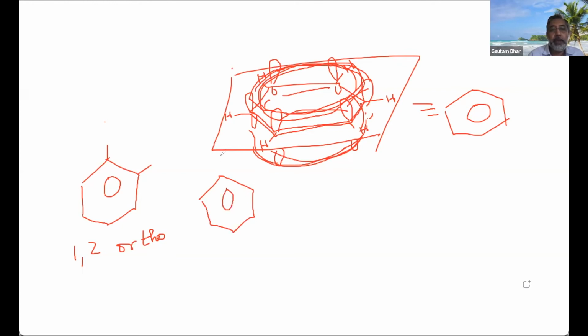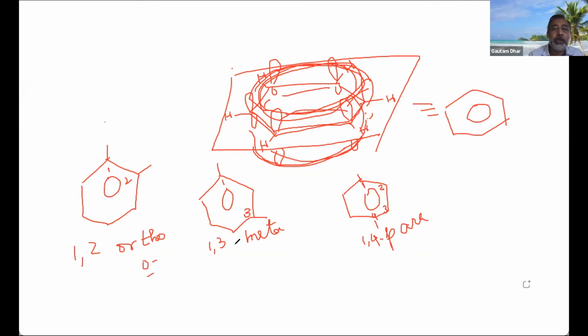And then 1,3 is called the meta. So this is 1,2, this is 1,3. 1,3 is called the meta. And then we have 1,4, and 1,4 is called the para. Now, we usually use a prefix like this. For ortho, we put o. Do not write out ortho, totally not necessary. m is italicized. Underline means you put italics there. And para.